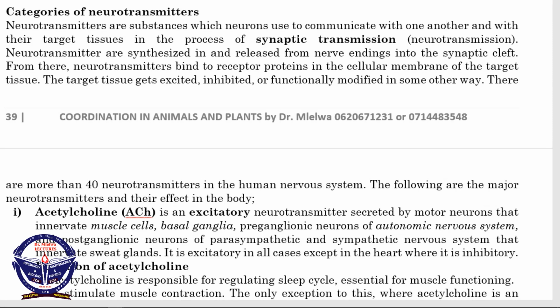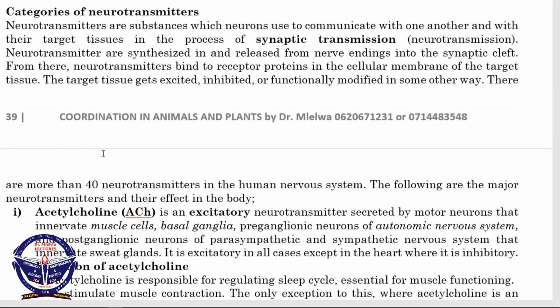So now, neurotransmitters are synthesized and released from the nerve endings into the synaptic cleft. From there, neurotransmitters bind receptor proteins in the cellular membrane of the target tissues. The target tissue gets excited, inhibited, or functionally modified in some other way. Sasa, the effect of a neurotransmitter on the target tissues differs from one neurotransmitter to another, and also from one organ to another, depending on the nature of the organs which the neurotransmitter actually affects.